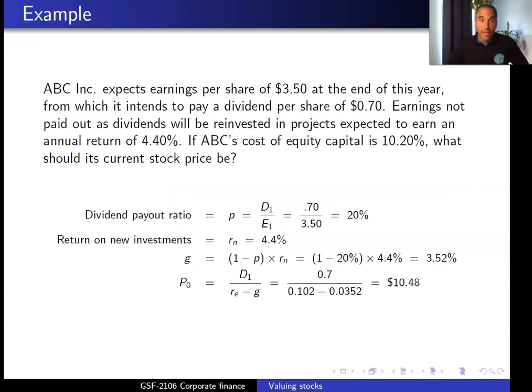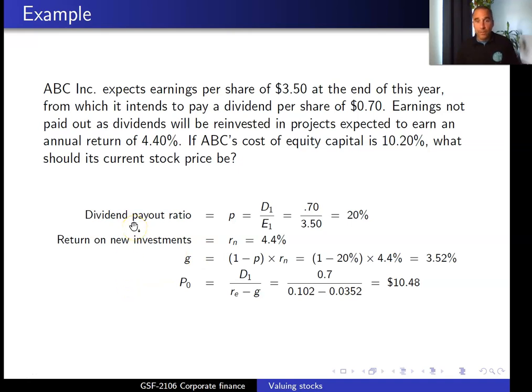Example. ABC Inc. expects earnings per share of $3.50 at the end of this year, from which it intends to pay a dividend per share of 70 cents. Earnings not paid out as dividends will be reinvested in projects expected to earn an annual return of 4.4%. If ABC's cost of equity capital is 10.2%, what should its current stock price be?